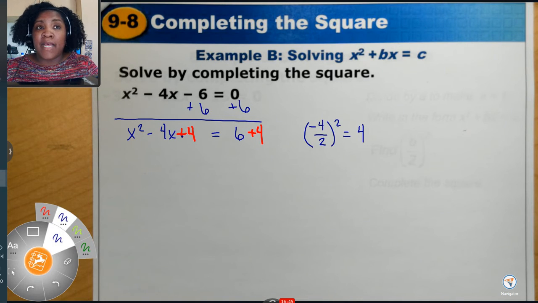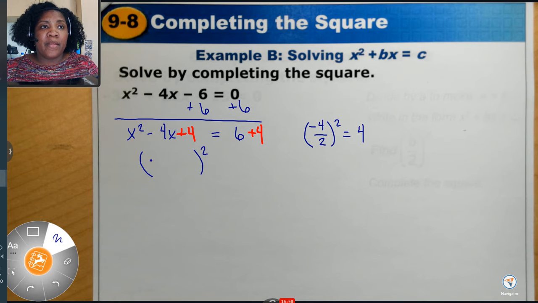So my left side is now a perfect square trinomial, and I'm going to factor that. So this is x minus 2. And the right side, I'm going to simplify. 6 plus 4 is 10. All right, let's keep going.